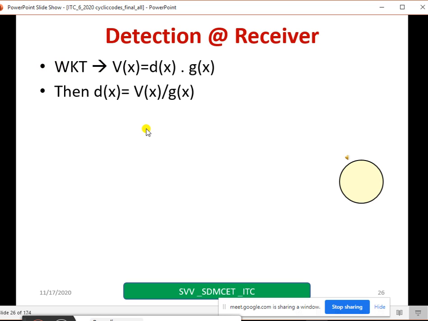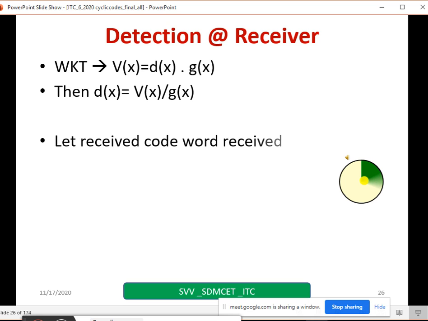Detection at the receiver. We know that v of x equal to d of x into g of x. Then d of x equal to v of x divided by g of x. This is a simple equation, you just copy it out. It is known to you. The first equation you have taken already: v of x equal to d of x into g of x. Now you type or write down d of x equal to v of x divided by g of x. All of you know how to divide. Simply take the same answers you have got. V of x divided by g of x, you are supposed to get d of x. That's all. A reverse process you are going to do now.